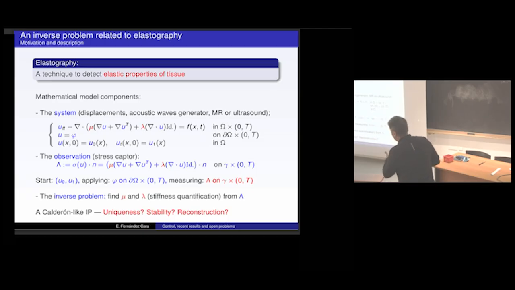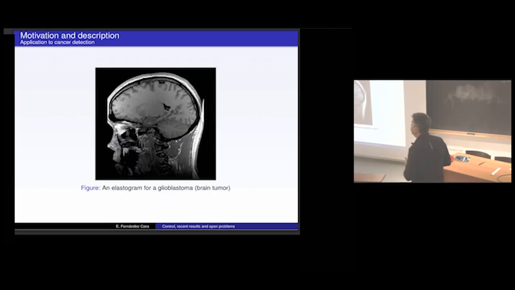The stress captor permits to compute, as we are going to see, mu and lambda, and then once you have mu and lambda, you are able to produce something like this, an elastogram in which the values of mu and lambda indicate that there is something inside, there is a tumor inside. It serves to detect at a given moment the situation. This is the case of a glioblastoma.